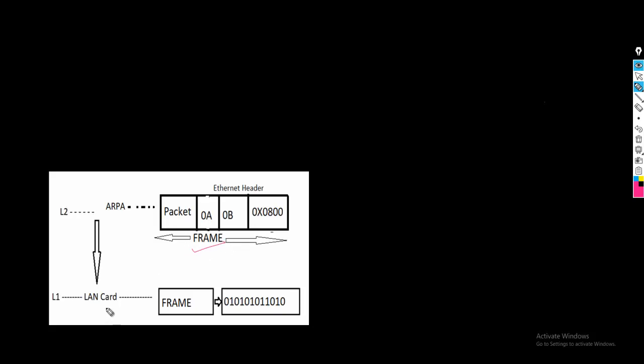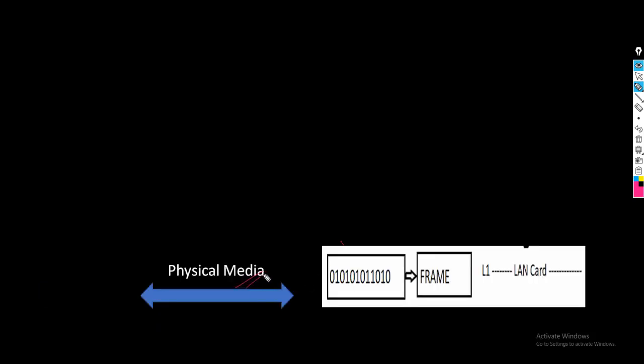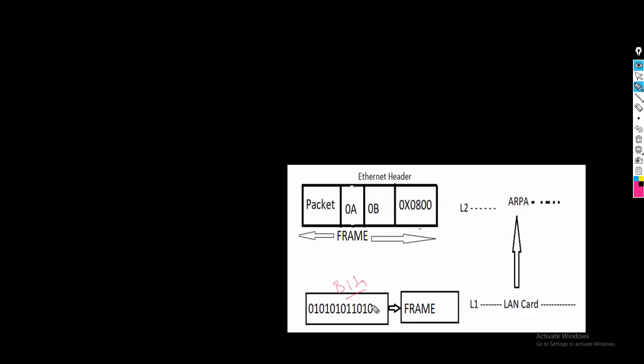Now the frame will be handed over to the LAN card at layer 1, and the LAN card will convert the frame into bits, that is binary code in the form of 0 and 1. The bits will be placed on the physical media and will be received at the other end, that is machine B. Machine B will receive bits through the physical media at layer 1 on the LAN card. Now the LAN card will convert bits into a frame and hand it over at layer 2 to the ARPA protocol.